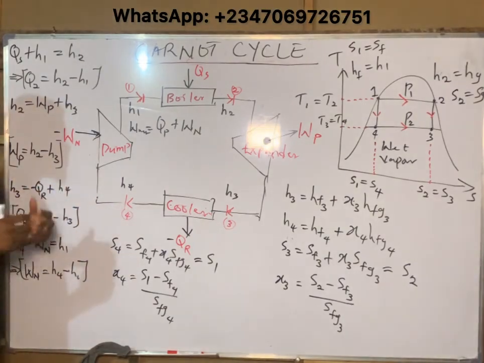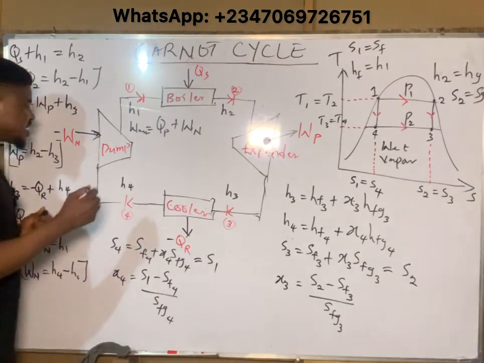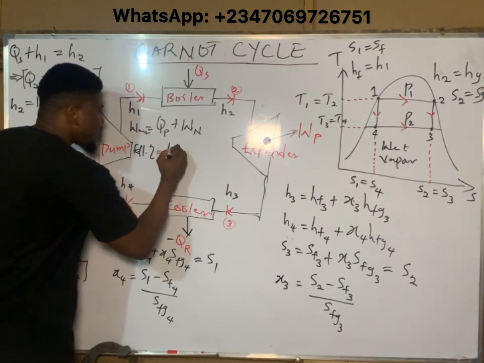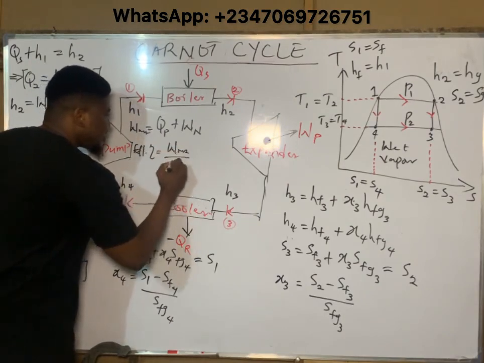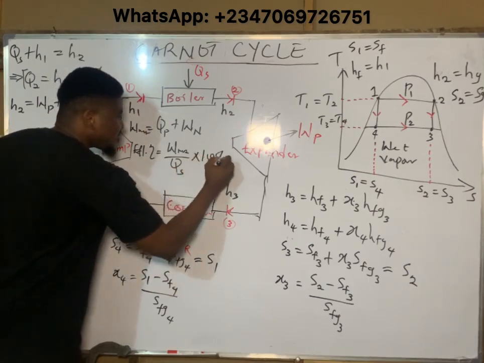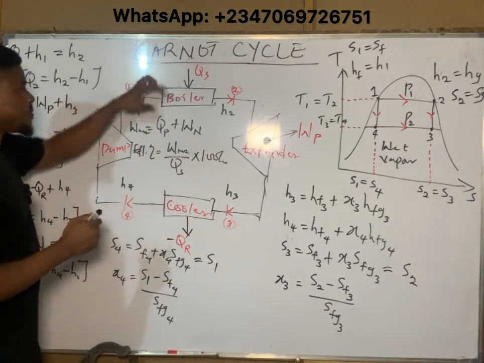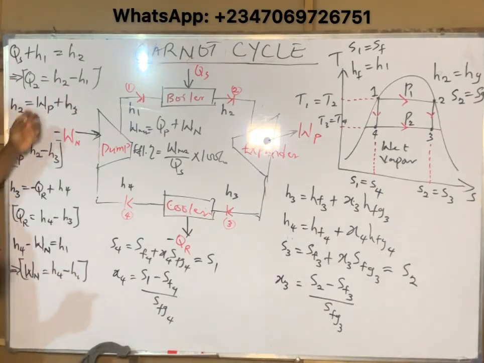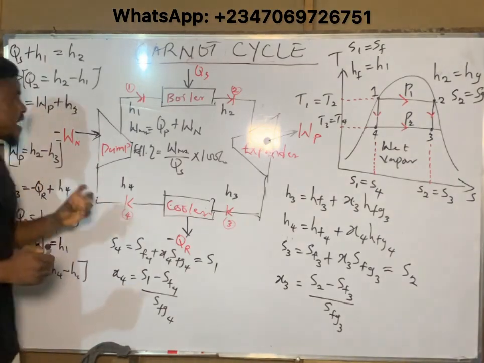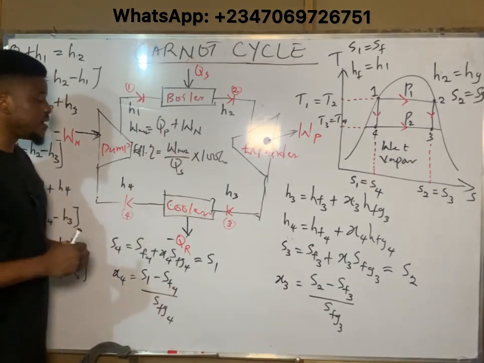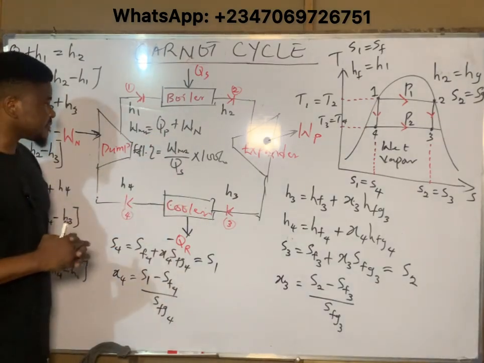The next question could be, what is the efficiency of the cycle? Efficiency is simply network divided by heat supplied, multiplied by 100%. Heat supplied is the heat from the boiler. I will find that here. Heat supplied is simply H2 minus H1, right? So if I know the heat supplied, and I know my network from this equation, then I can simply compute my efficiency. It's as simple as this.